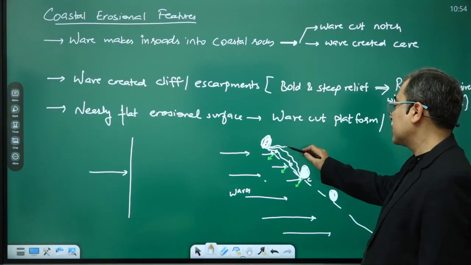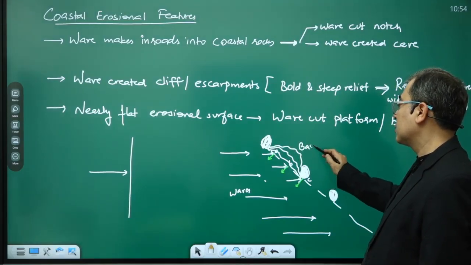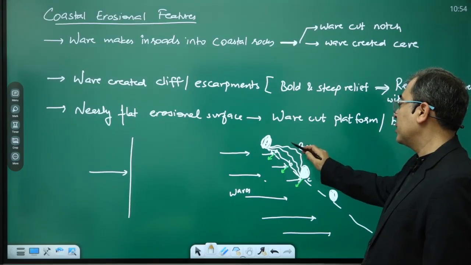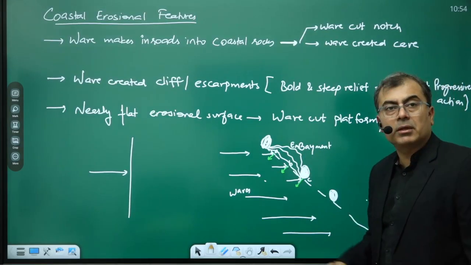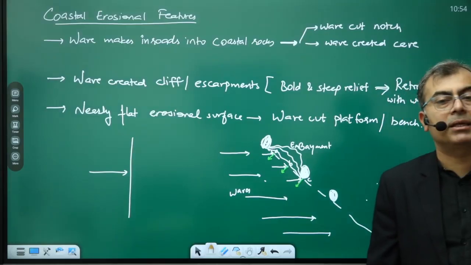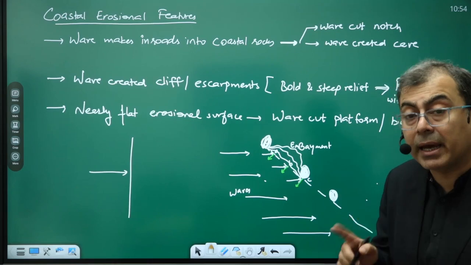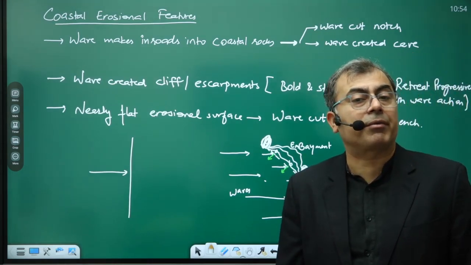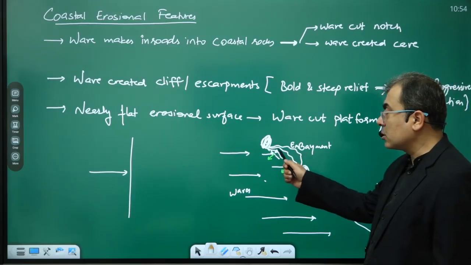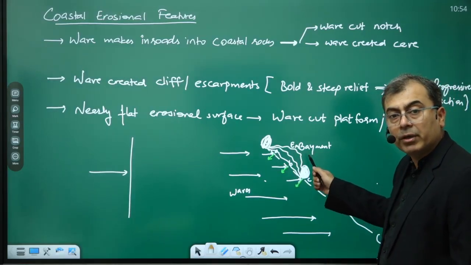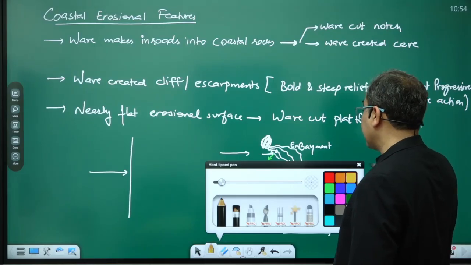What is this process called? Bay formation. Embayment. So waves will create bays. Is everyone okay? What will the bay have? Because the rocks are broken and the wave is going back, whenever it comes, it collides and it goes back.